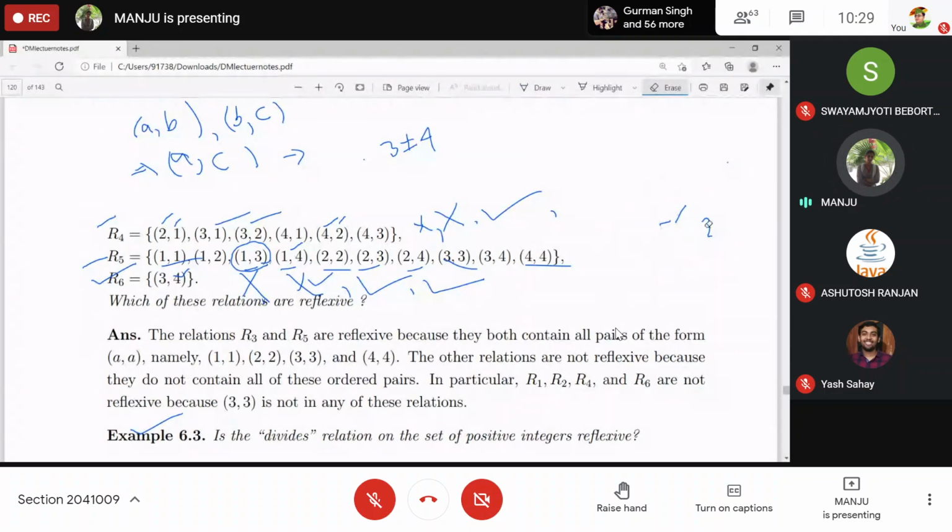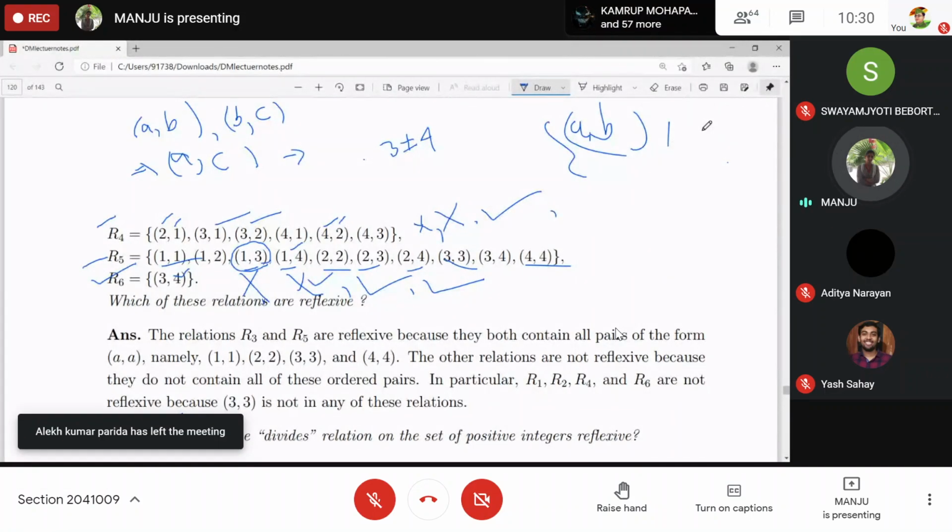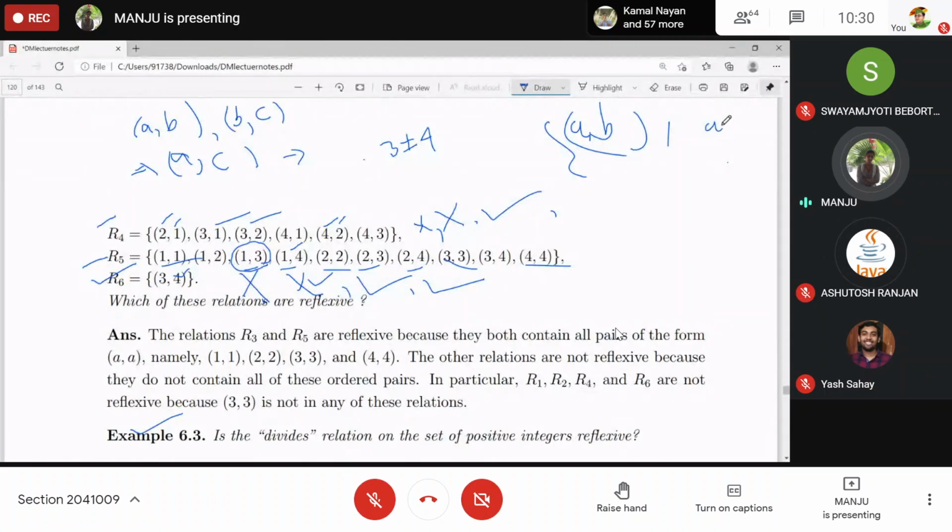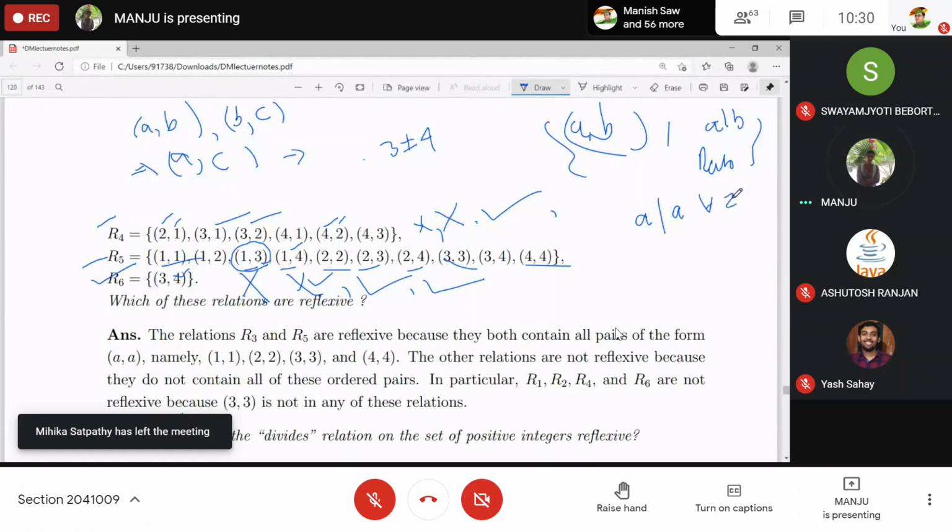Right? The divides relation is an ordered pair A comma B. A divides B. This is the relation R, A R B, whatever. So here A divides B. Reflexivity: A divides A for all A belonging to the positive integers.